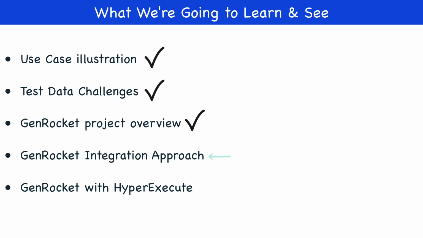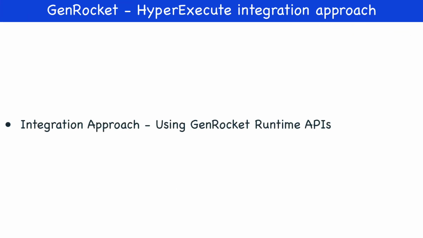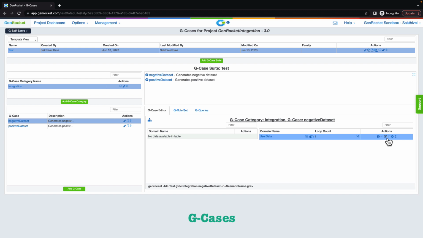Great progress so far. Let's deep dive into the most awaited section, the GenRocket integration approach. Although GenRocket provides multiple approaches for integration with other applications, tools and frameworks, for the Lambda Test HyperExecute integration, we will primarily focus on the most commonly used integration approach using GenRocket runtime APIs, where this approach allows us to access the GenRocket components directly to modify or run them to generate the required data. Remember, we have designed 2 G-cases in our GenRocket project. The first G-case, called negative dataset, generates the invalid dataset for SSN and birth date, whereas our second G-case, called positive dataset, generates the positive data for the happy path scenarios.